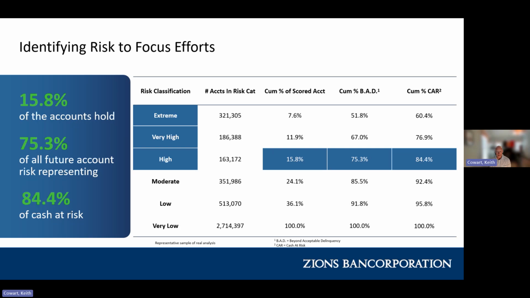And what does that equate to in cash? That 75% equates to 84.4% of the cash at risk in their entire portfolio. So by focusing most of their effort on just 15.8% of their customer accounts, they're able to address 84% of the cash at risk in their entire portfolio. That's pretty large.